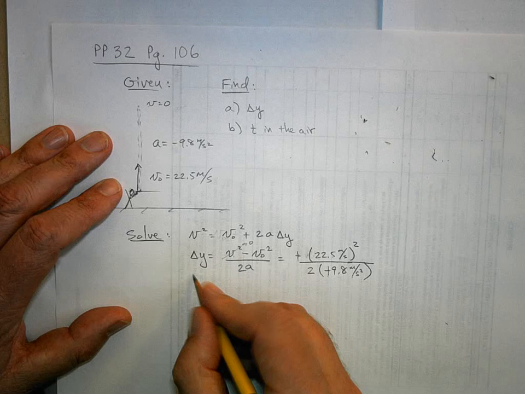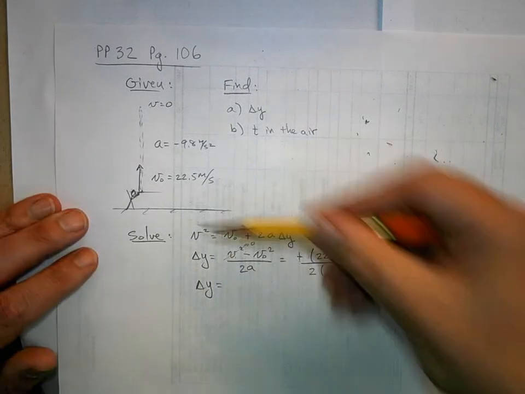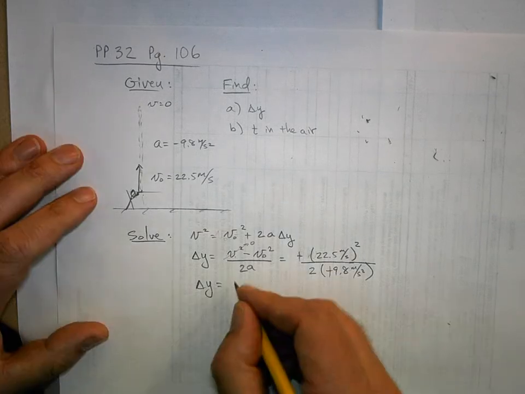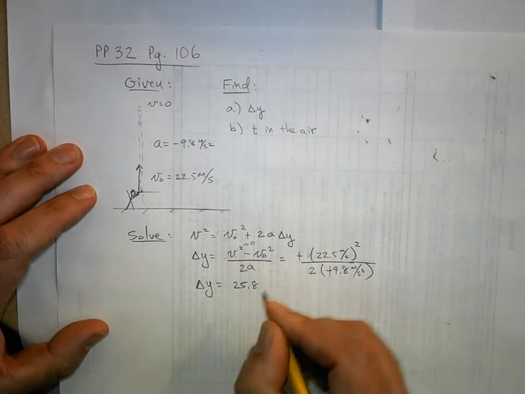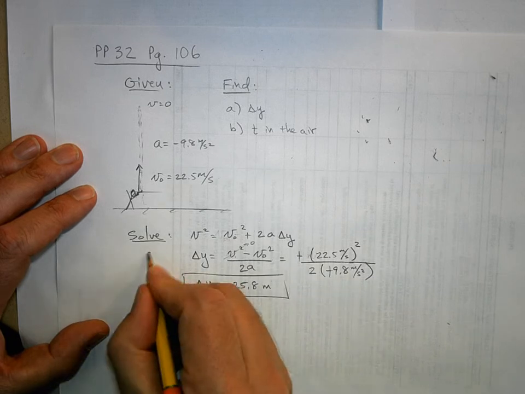And then you plug in your values and you get a delta y, or your change in height going from here to here. And I believe you should have gotten 25.8? Is that right? When you plug in your values? Okay, and this is part A.